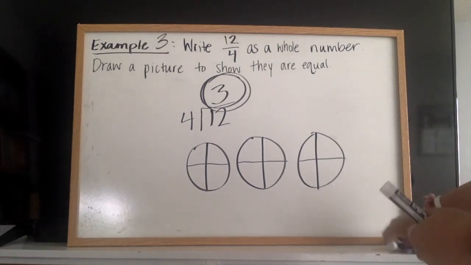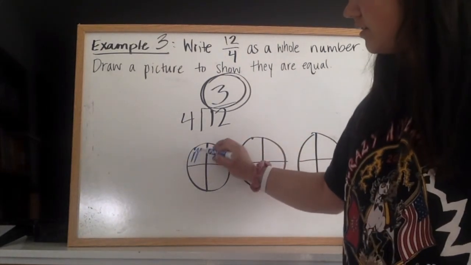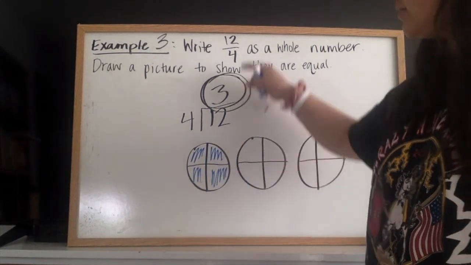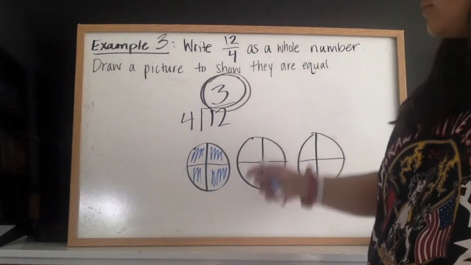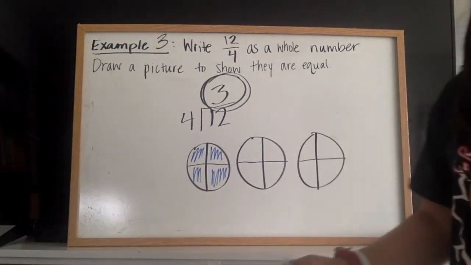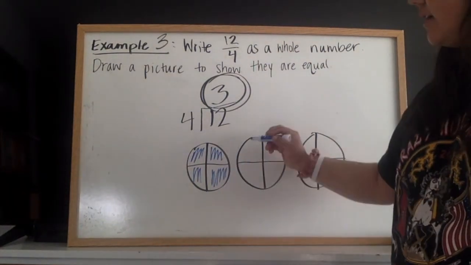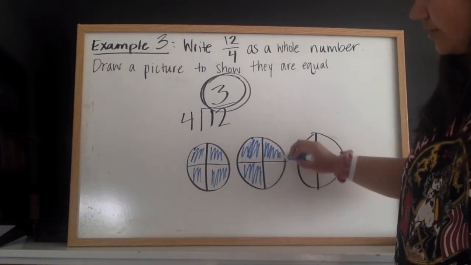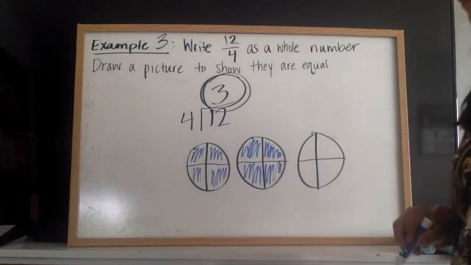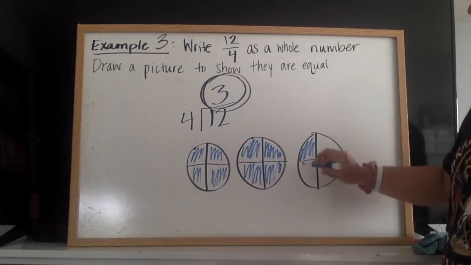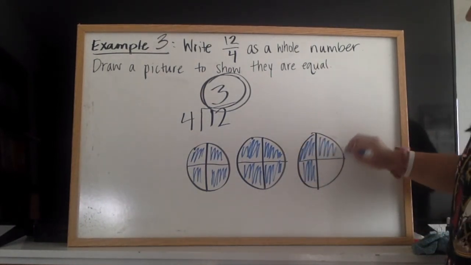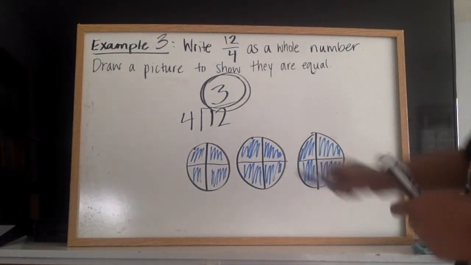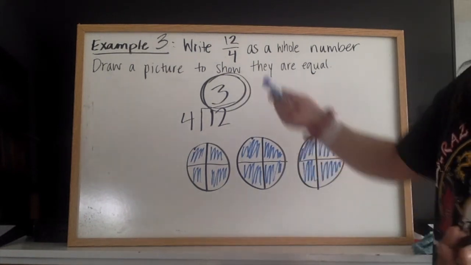Now I'm going to color them all in. And as I color them in, let's count to show that it does equal 12/4. So I've got 1, 2, 3, 4 so far. 4/4. 5/4. 6/4. 7/4. 8/4. 9/4. 10/4. 11/4. And 12/4. So this 3 is the same as 12/4.